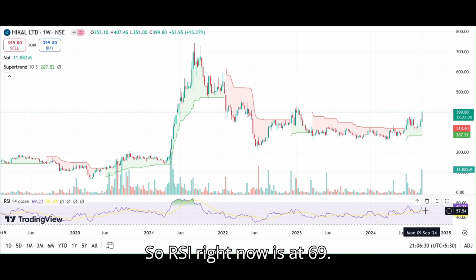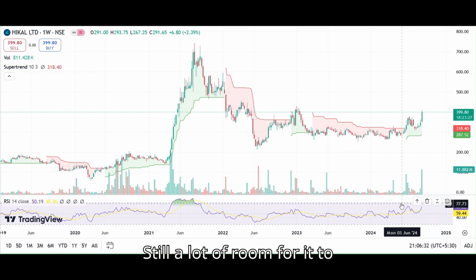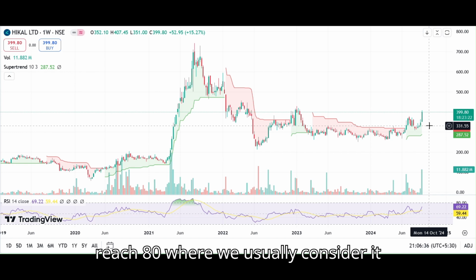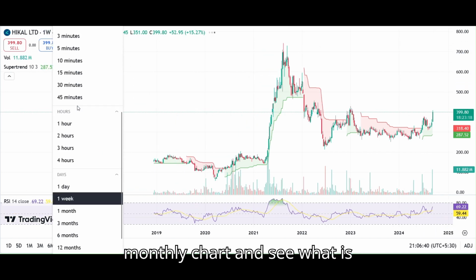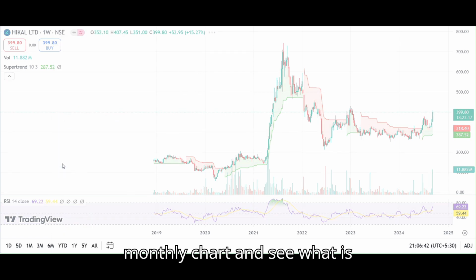So RSI right now is at 69. Still a lot of room for it to reach 80, where we usually consider it as overbought. Let me go to the monthly chart and see what is happening.